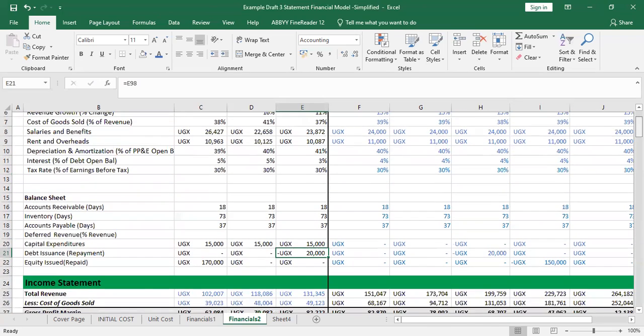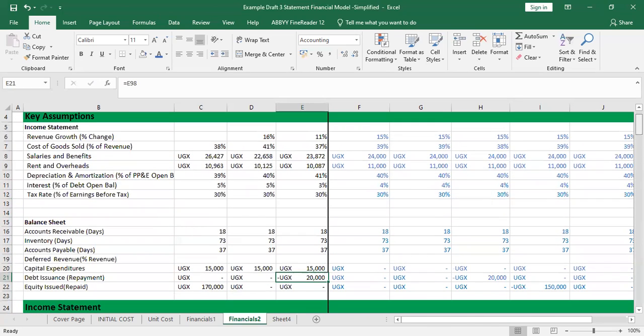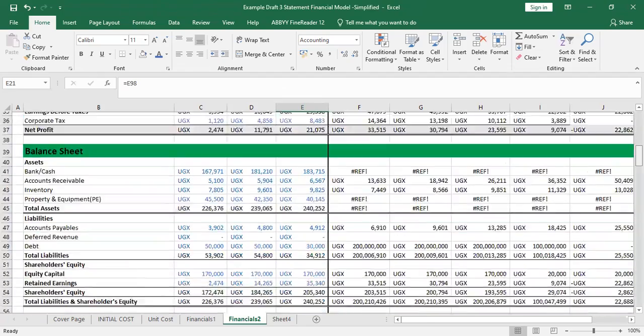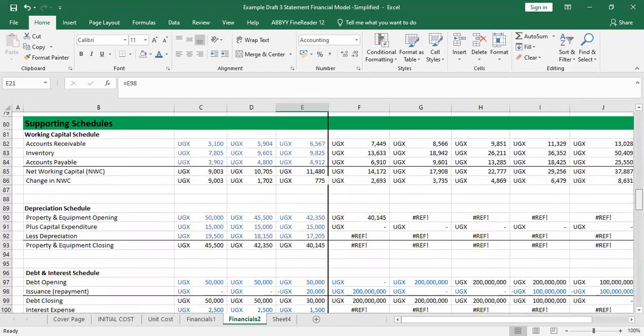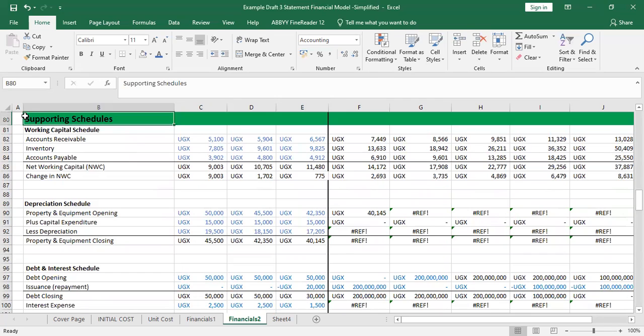Okay, so once you've put these assumptions, ladies and gentlemen, we go to the working schedules, and the working schedules are below, supporting schedules. This is where I'm going to pay a bit of attention so that I can walk us through the supporting schedules. These supporting schedules are based on what we've come up with. All right, so we're going to start with accounts receivable.